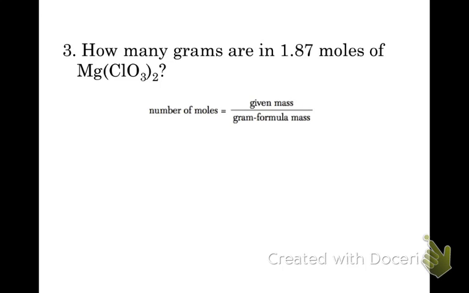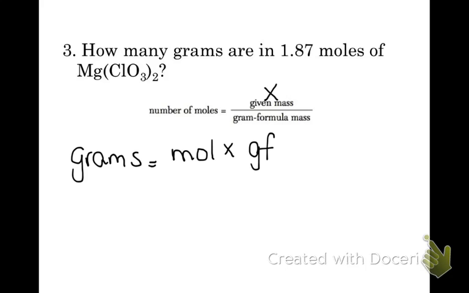So for number 3, how many grams are in 1.87 moles of MgClO3 2? So again, my grams is my unknown, that's my x. So I can say the grams, or write x, it doesn't matter, is equal to moles times the gram formula mass when I rearrange the equation. Don't forget, you do need to rearrange equations. I'm taking 1.87 moles from the problem, multiplying by the gram formula mass.